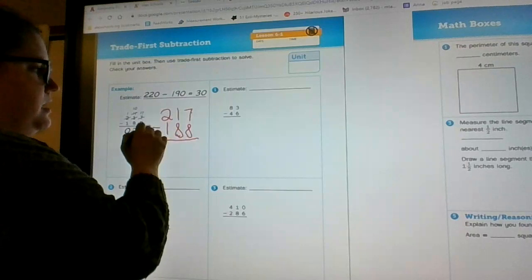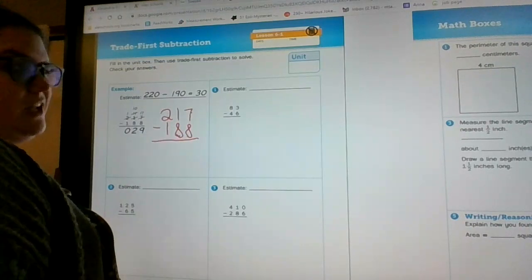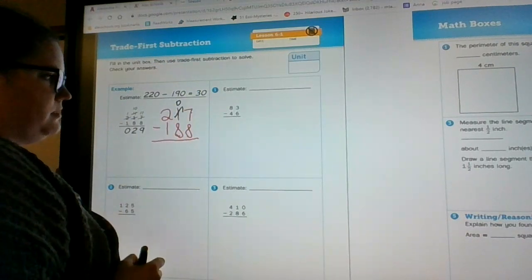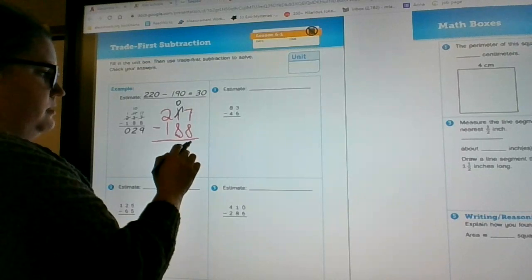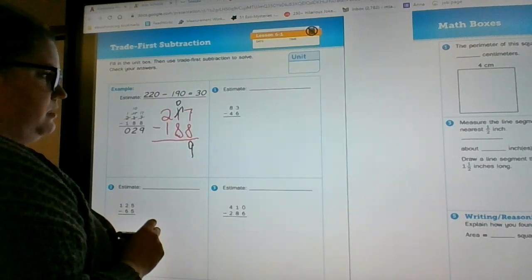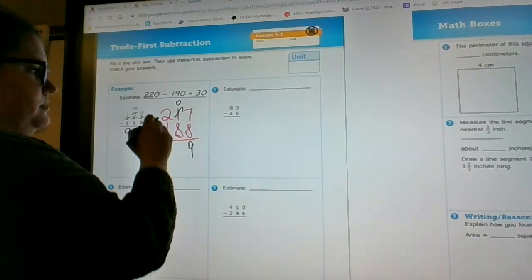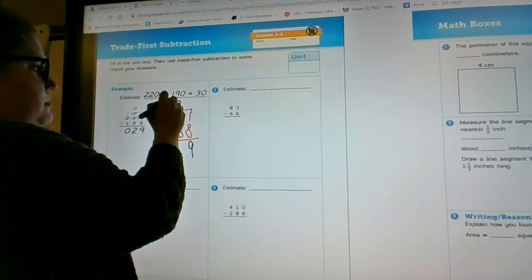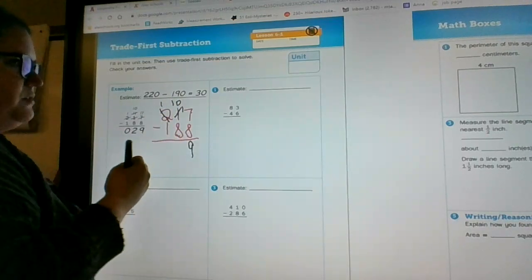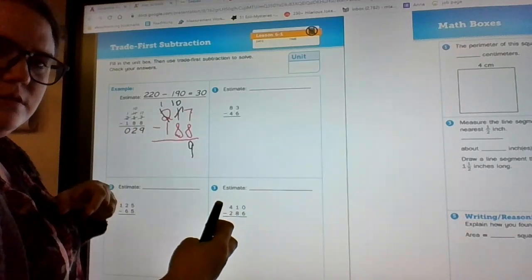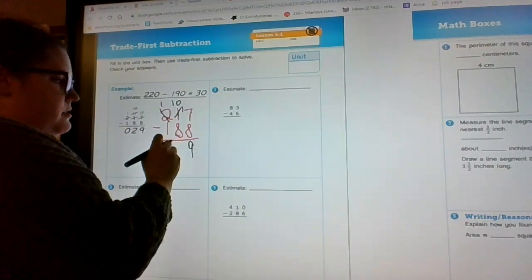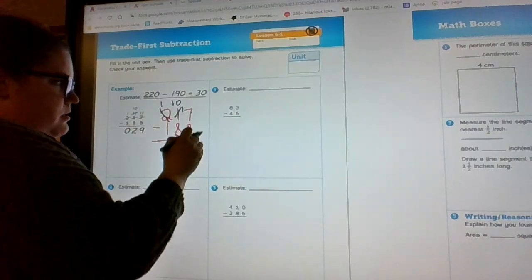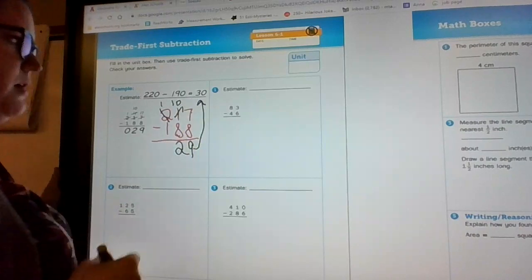Okay, so 7 take away 8. Now if I have 7, I can't give it to 8 people. Got to go to the neighbor. The 1 becomes a 0, and this becomes a 17. 17 minus 8 is 9. If I have 0, I can't take 8 away from it, so I got to go to the 2 and make it a 1. The 1 that I took from the hundreds place, I move on and put it to the tens. So it's really just about shuffling and moving numbers so we can easily subtract. 10 minus 8 is 2, and then 1 minus 1 is 0. Again, is it close to our estimate? Yep, so it's probably right.